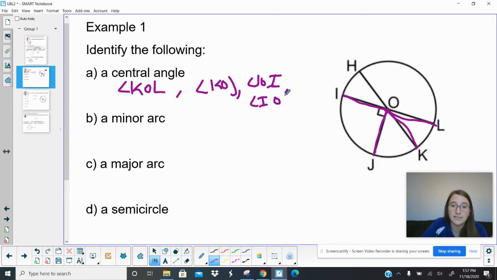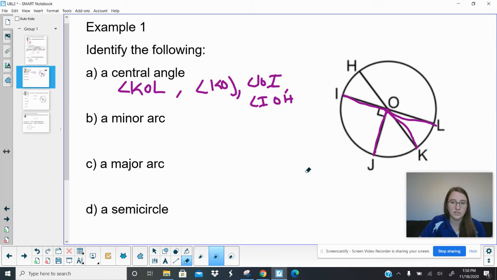Hopefully you're seeing a pattern here where the center letter of this angle is O. That's because this is an angle that comes from the center and the center point is O. So as long as you named an angle that has O as its middle letter, you're correct.